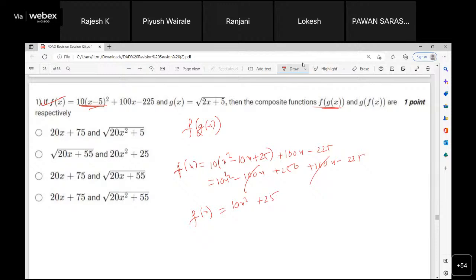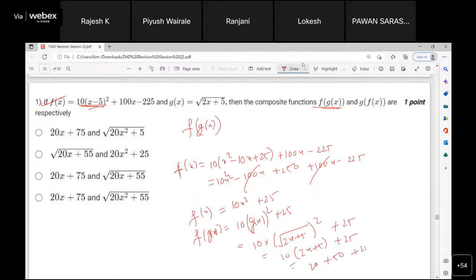I can simply put g of x instead of x, right? So that will be 10 times g of x whole square plus 25. So it will be 10 times the square root of 2x plus 5, squared, plus 25. So it will be 10 times 2x plus 5, plus 25. So 20x plus 50 plus 25, right? So 20x plus 75. Yeah, this is the case.